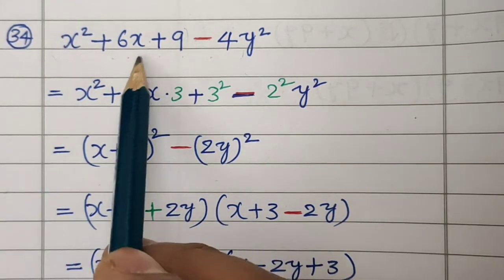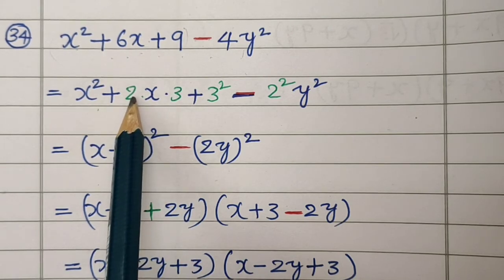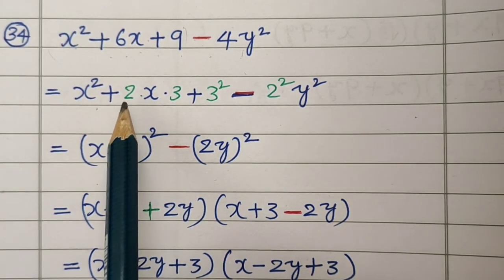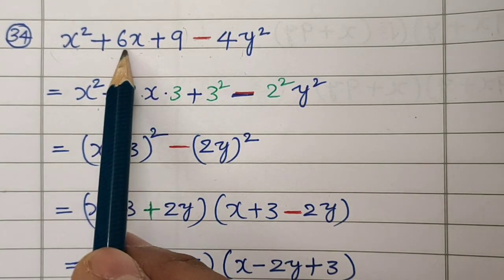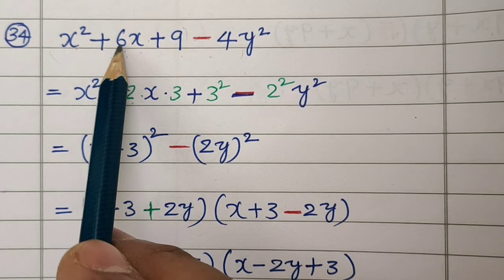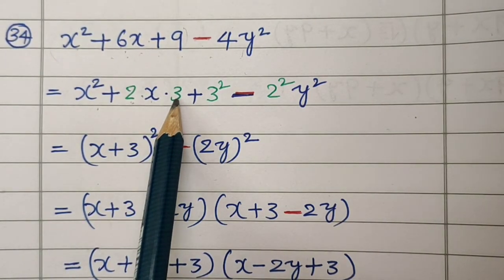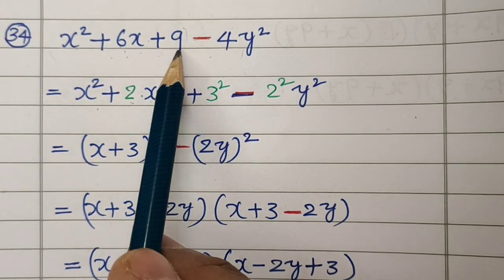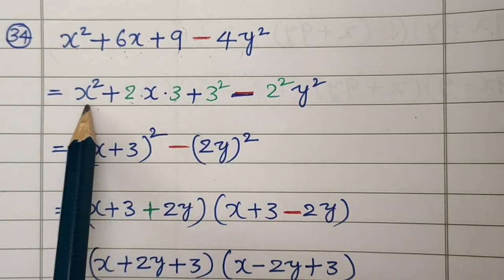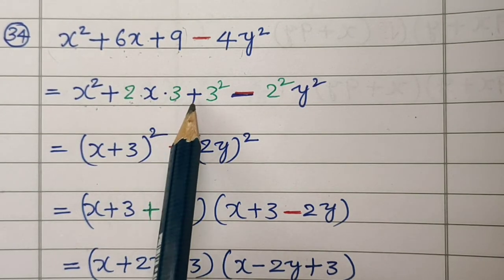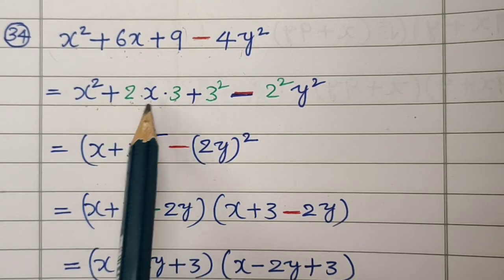Just try to convert this into a square form. This can be written as x square, 2. Take out the 2 because we have in the formula 2ab, a plus b whole square and 2ab. Take out 2 out of this. Once you take out 2, what is left out? 3. You write 2 into x into 3. Once you get 3, just square it. Observe whether you are going to get 9 here. Once you get it, you are already done. X square plus 2 into x into 3 plus 3 square. This is in the form of a square plus 2ab plus b square.